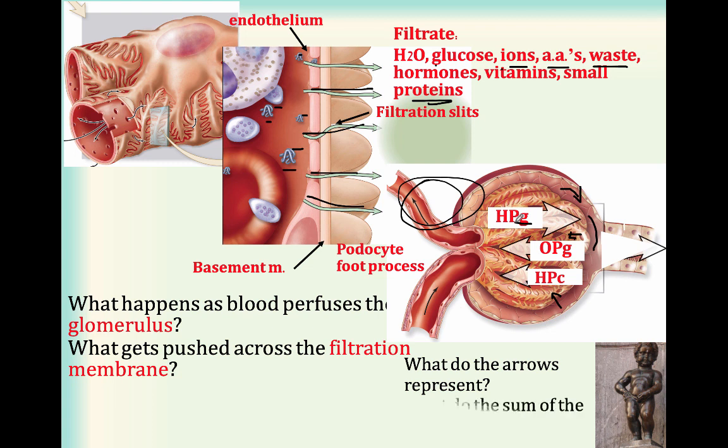We add all of them up, and what do we come up with? The net filtration pressure. In a healthy person, the net filtration pressure is always going to form filtrate. And so the filtrate is here, it's pushed along, and here it starts to enter the beginning of the proximal convoluted tubule.